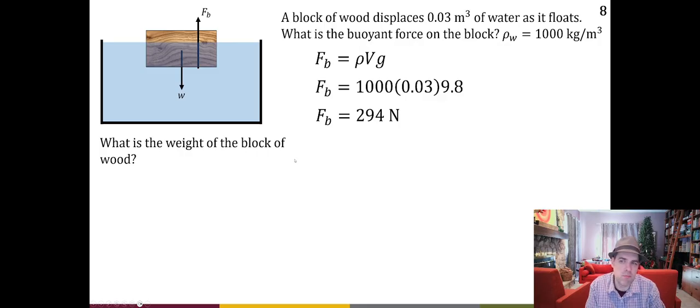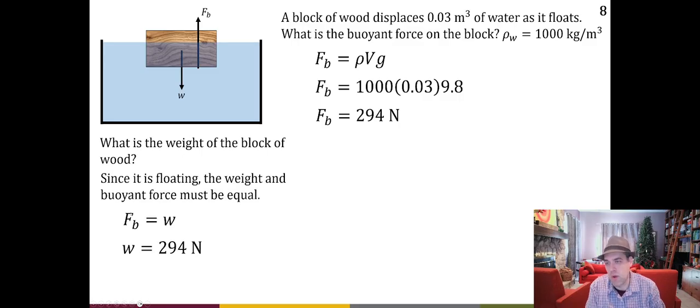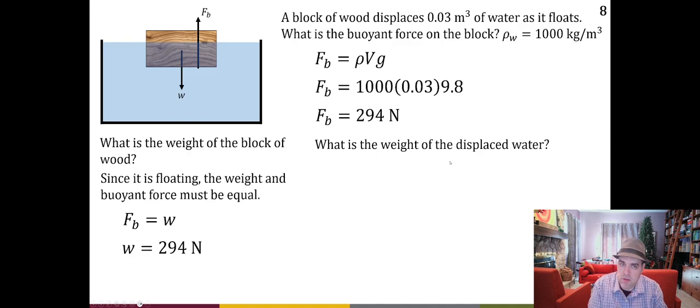Well, what is the weight of the block of wood? Because this is floating at rest, the weight must be equal to the buoyant force in order for this to stay at rest floating here. So if the buoyant force is 294 newtons, then the weight of the wood is also 294 newtons. Well, what about the weight of the displaced water? Archimedes' principle tells us that the buoyant force is equal to the weight of the displaced water. So in this case, the displaced weight is also equal to 294 newtons.